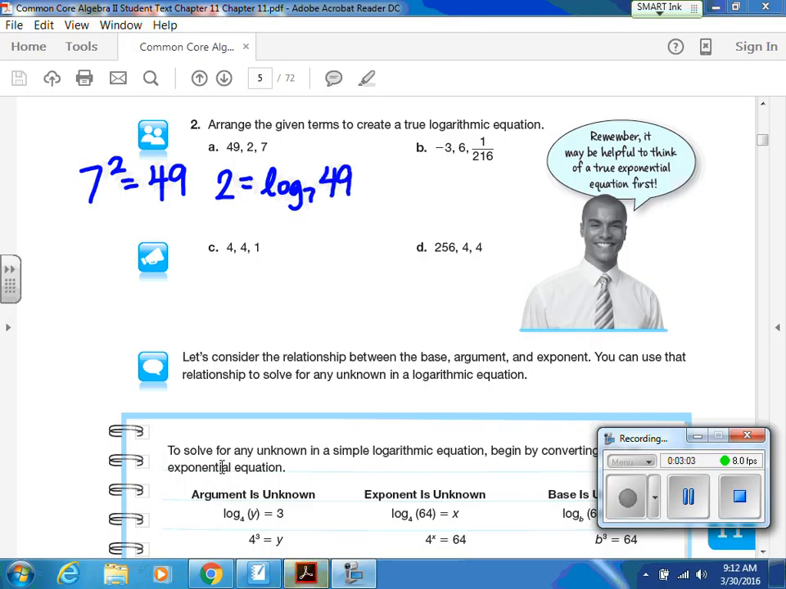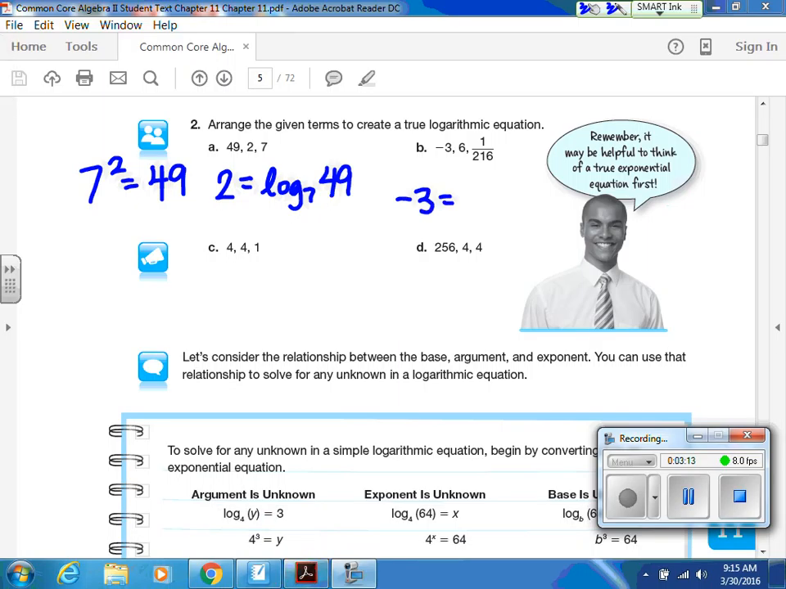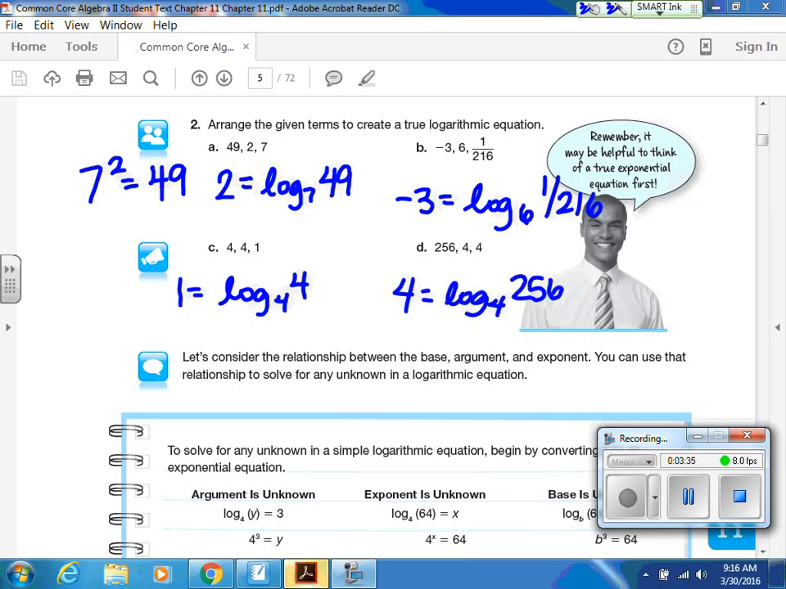Alright. How to do the other 3? What about this one? What would this look like as a logarithm? You got it right? Good. How about this one? Alright, what about this one? Excellent. Very good.